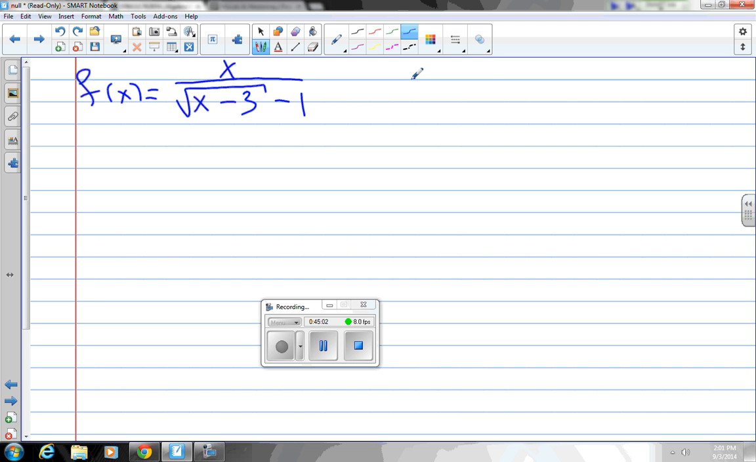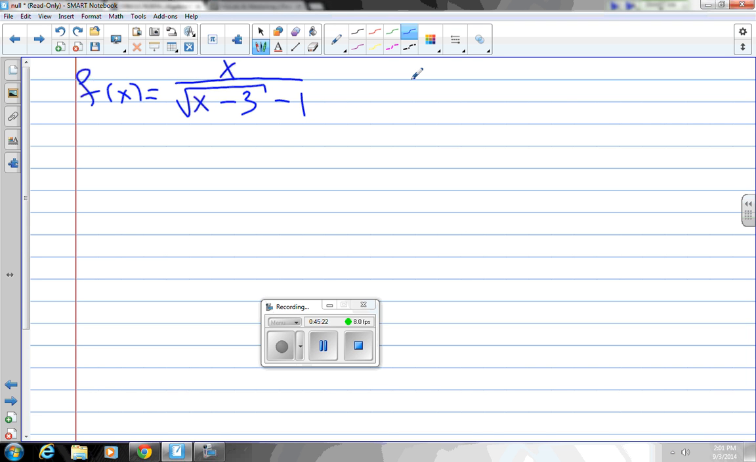X cannot equal 4. I like that, right? Can x equal 4? Well, you just said that. So, yes, x cannot equal 4. Very good. I didn't even check. I went based on the confidence. But what happens when x equals 4?